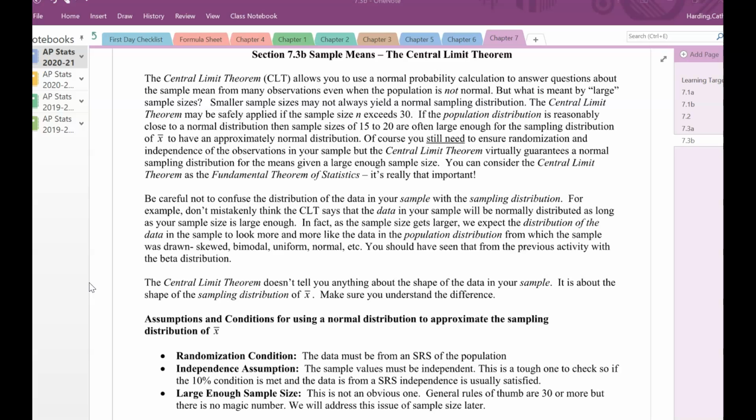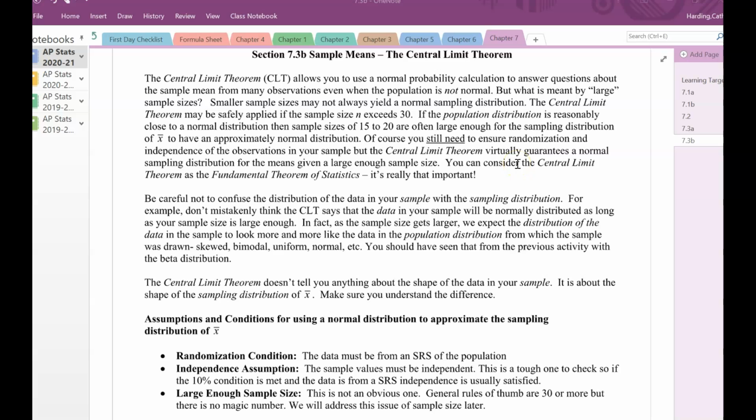Now, there might be times when we are satisfied with a sample that is less than 30, but that's when the population is close to normal. If you read here at the top, it says smaller sample sizes may not yield a normal sampling distribution. The central limit theorem may be safely applied if the sample size exceeds 30. If the population distribution is reasonably close to the normal distribution, then sample sizes of 15 to 20 are often large enough to say that the sampling distribution of sample means is approximately normal.